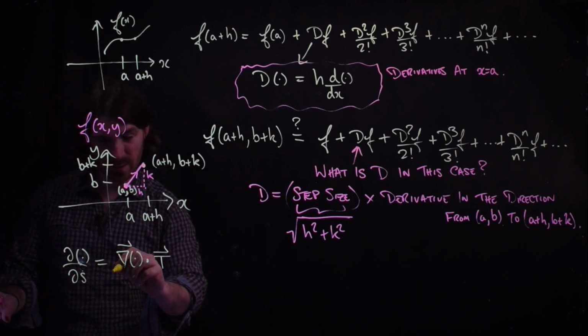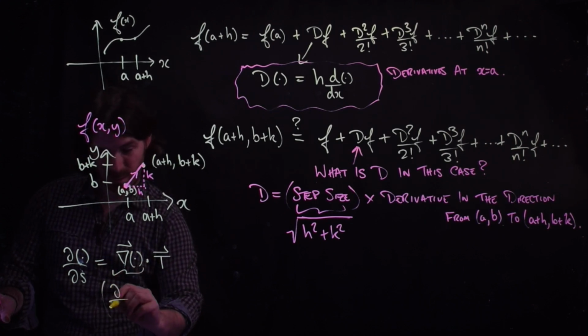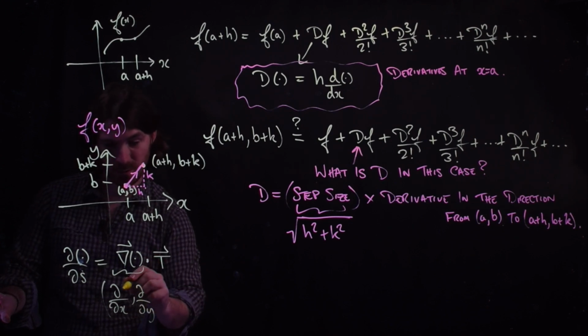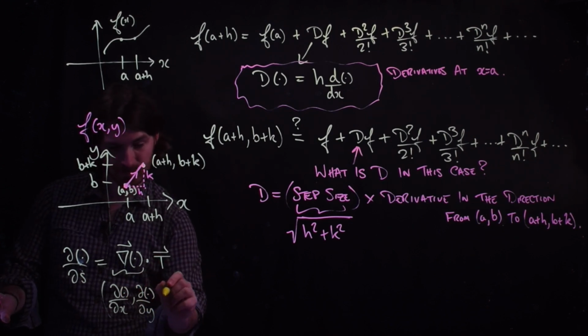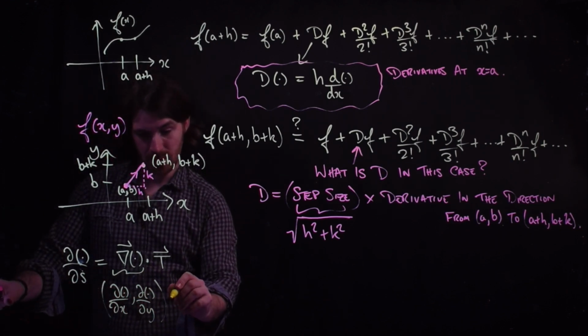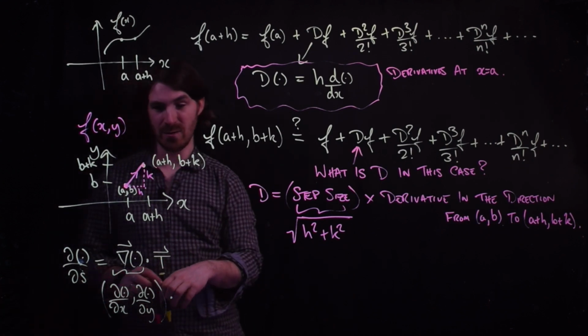So we know what the gradient is. It's d by dx, d by dy, acting on the something. Maybe it's df by dx, df by dy, and dotted with the tangent vector. Now, what is the tangent vector in this case?